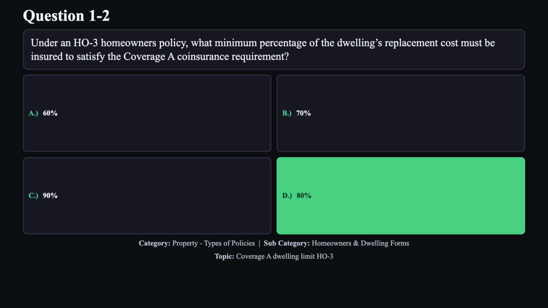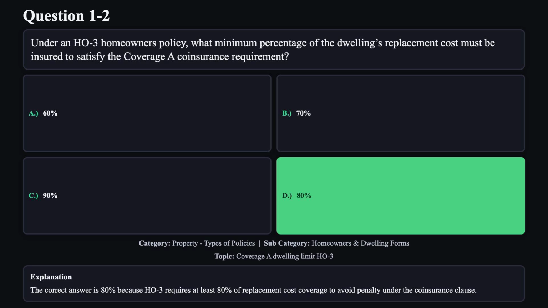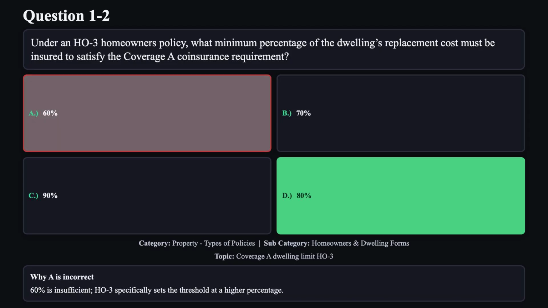The correct answer is D. The correct answer is 80% because HO3 requires at least 80% of replacement cost coverage to avoid penalty under the coinsurance clause. Reason A is not correct. 60% is insufficient. HO3 specifically sets the threshold at a higher percentage.